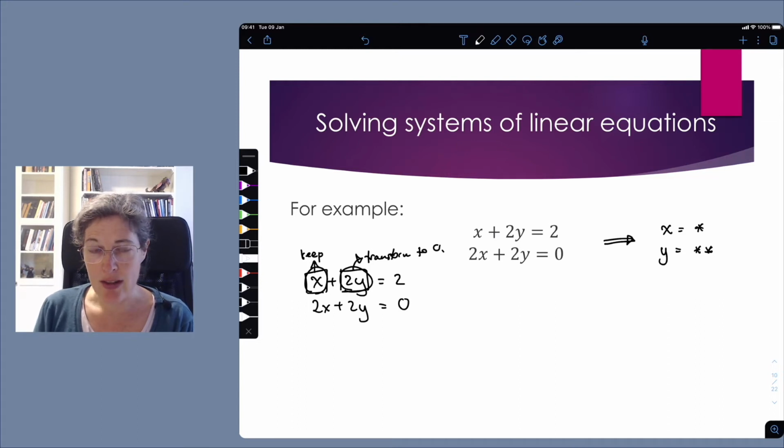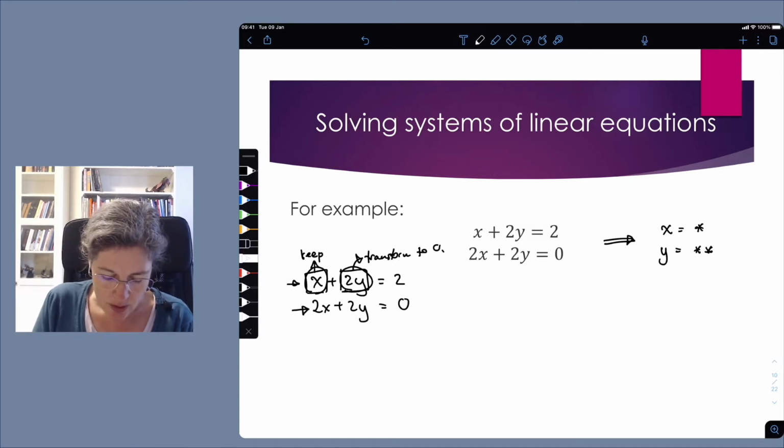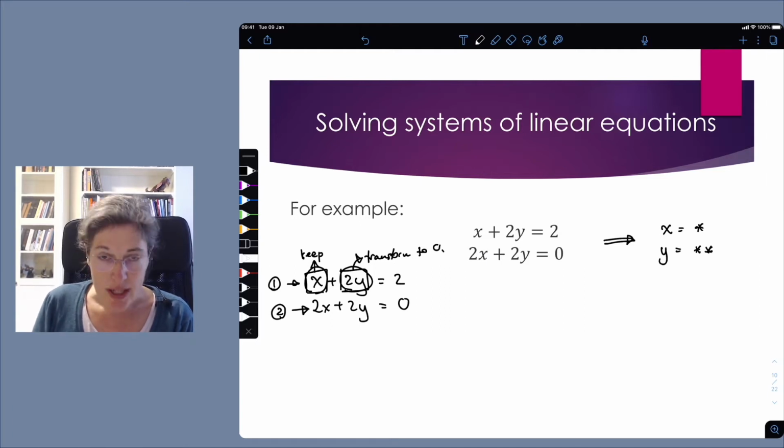So the only thing that I can really do is add some multiple of equation 2 to equation 1 and hopefully pick my multiple carefully enough that it's going to make that 2y disappear. I'm going to call this equation 1 and this equation 2. Well, if I subtract equation 2 from equation 1, then I'm going to keep my x terms, but I'm going to get a 2y minus 2y, and that will get rid of my y term. So that's what I'm going to do.